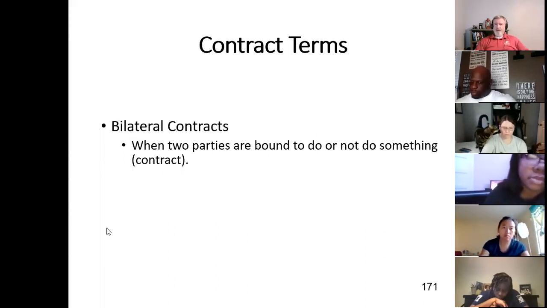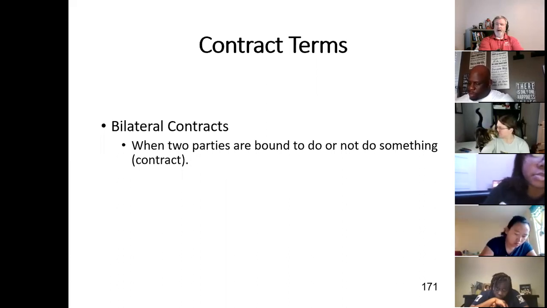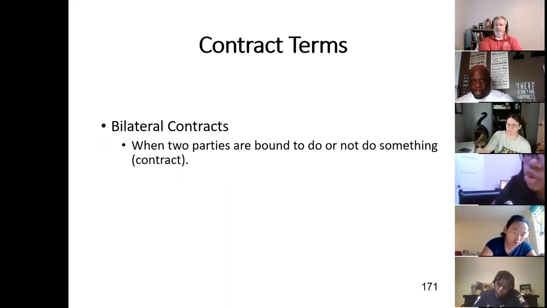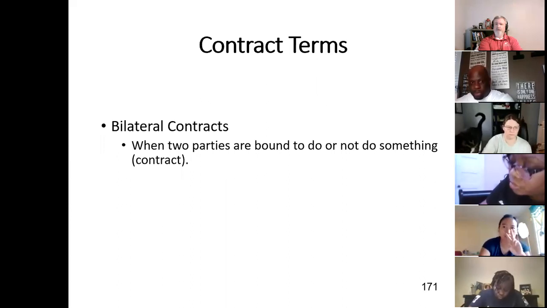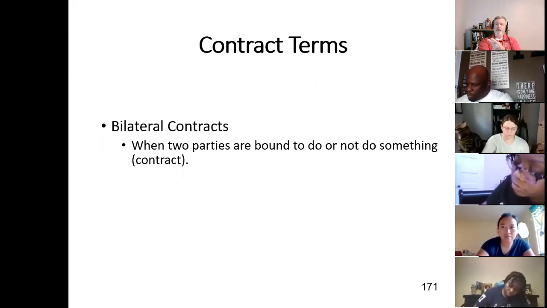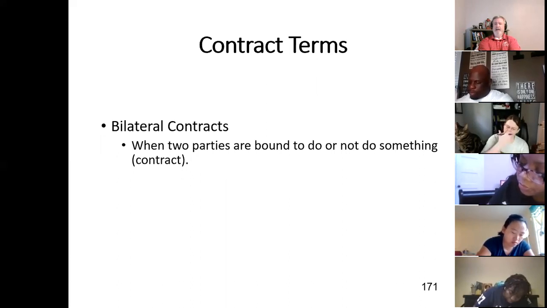Now, bilateral contracts. Well, y'all, how many is bi? 2. Very good. So anytime you have a bilateral contract, that means there are 2 parties promising to do something. Like in real estate, you got one party promising to sell, the other party promises to buy. That's a bilateral contract.